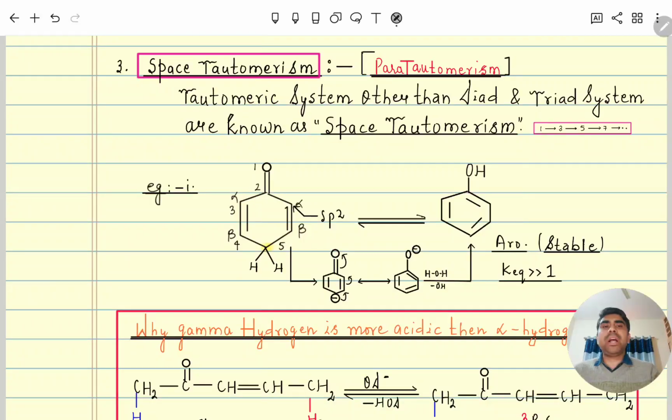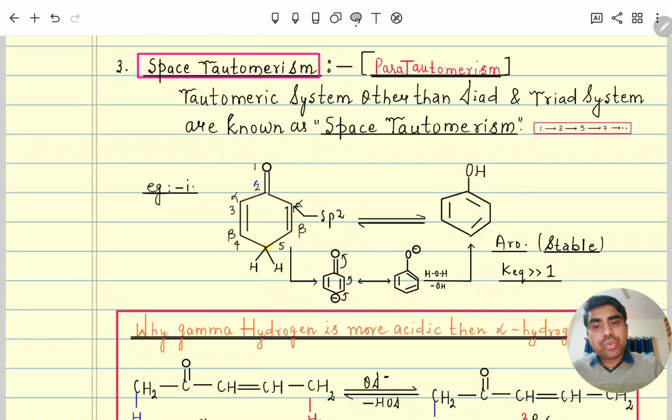It is also called para tautomerism. Whenever at the third position the alpha carbon is not sp3, then we will go for the fifth position. If at the fifth position also the alpha carbon is not sp3, then we will go to the 7th position. If at 7 also it is not there, then we will check 9 and so forth. All odd positions we will check. Hence it is called alpha-space tautomerism. So a tautomeric system other than diads and triads is called alpha-space tautomerism.